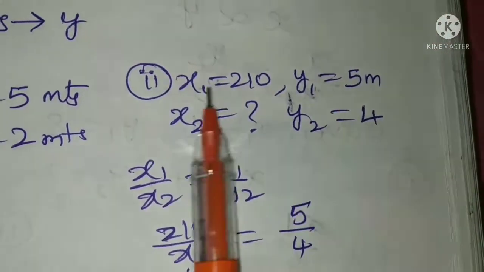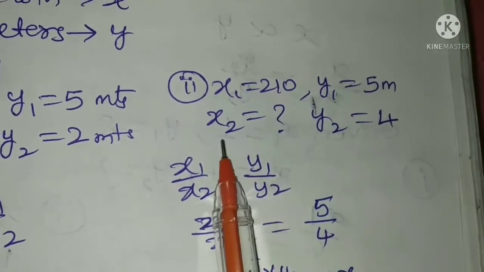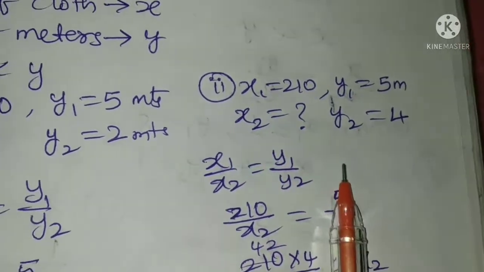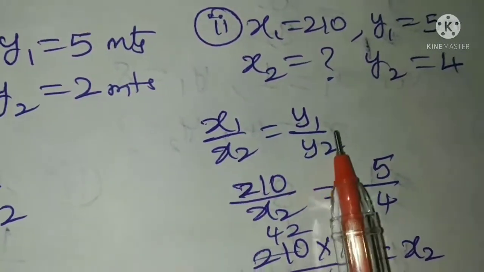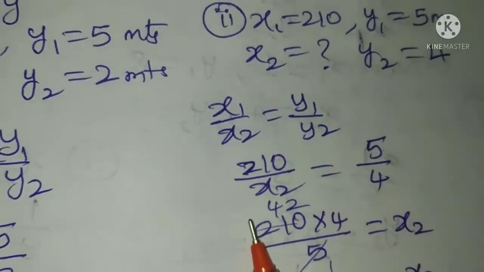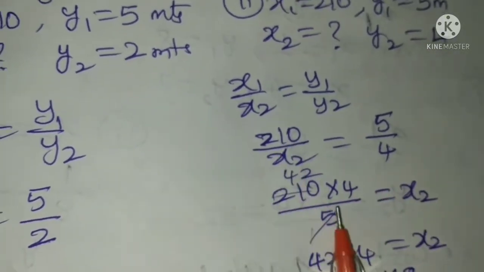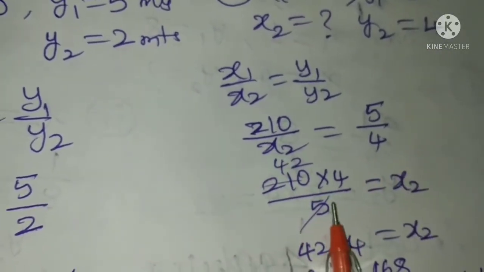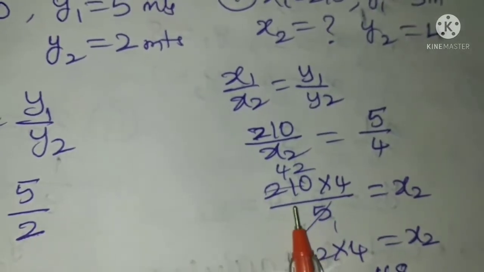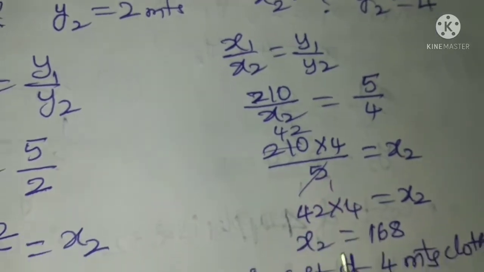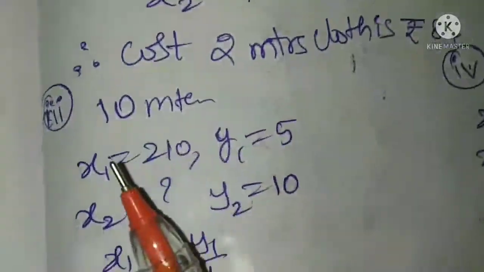Second question. Same, x1 210, y1 5, that we know. x2 we have to find, y2 4. Same, x1 by x2 is equals to y1 by y2. 210 by x2 is equals to 5 by 4. 4 goes here, cross multiplication, and 5 comes down. 5 ones are 5, 5 fours 20, 5 2s are 10, 42 4s are 168. Therefore cost of 4 meters cloth is rupees 168.